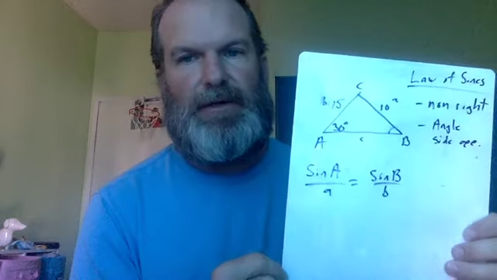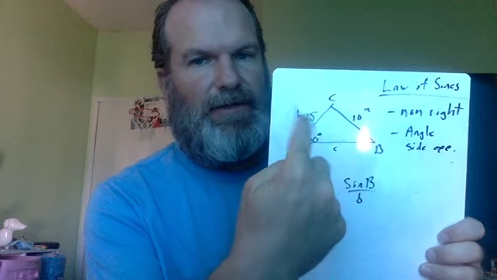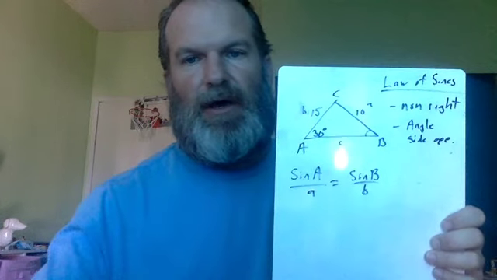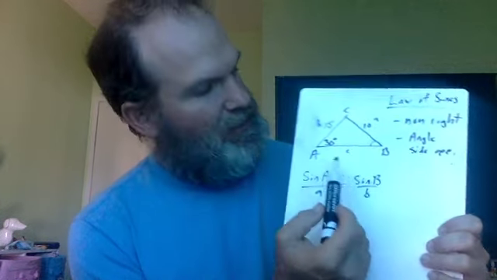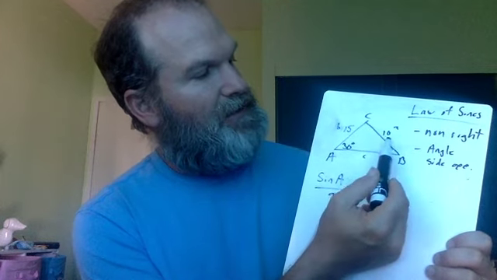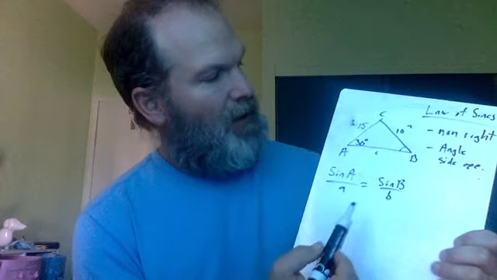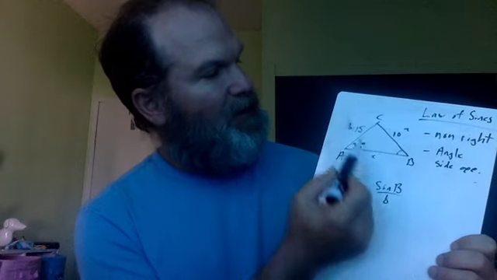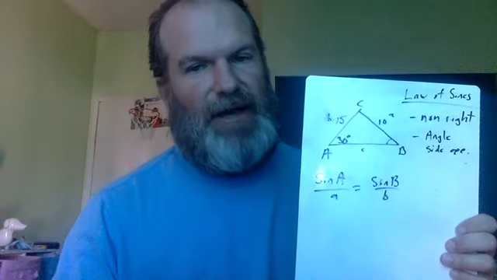All right, so let's get rid of sine of c over c because we don't know what those numbers are anyways. We don't know what angle c is, and we don't know what side c is. What we do know is sine of a over a. Angle a is 30 and side a is 10. And we know that little side b is 15. And that's what you have to have.